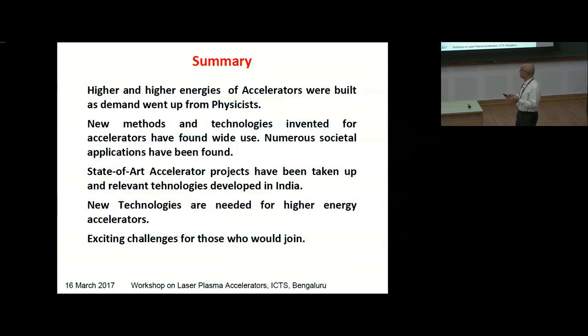In India, we have state-of-the-art accelerator processes. As far as current technology goes, we have the technology in the country, and we have developed all the relevant technologies in-house in different parts of the country, and we are going ahead.